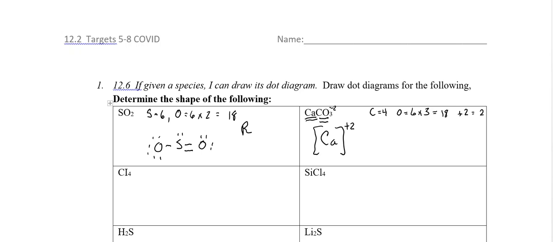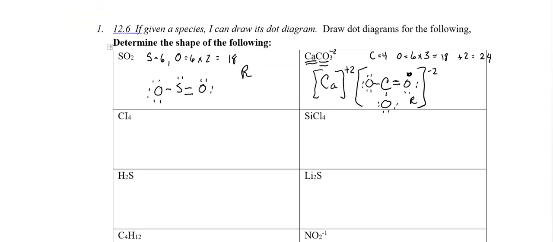2 more, 24. So we have one of those. 2, 4, 6, 8, 10, 12, 14, 16, 18, 20, 22, 24, done. Carbon still not satisfied. So we're going to have to take a pair of electrons from one of the neighbors and make a double bond, which means, of course, the sucker can resonate. So that is the dot diagram for calcium carbonate.